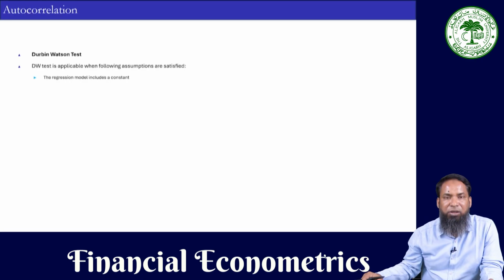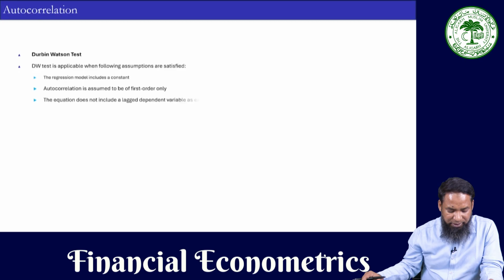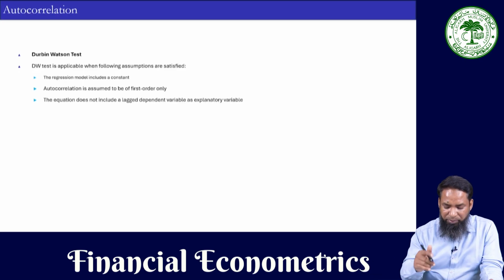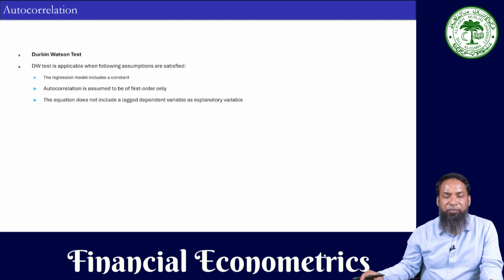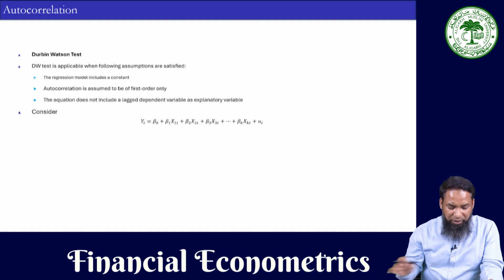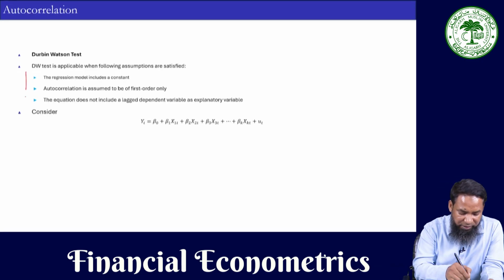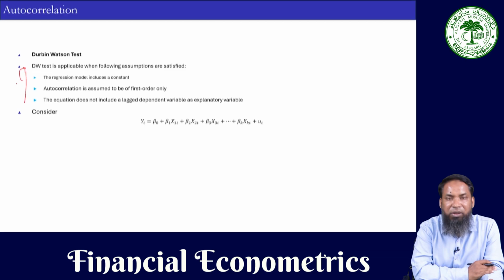First, the regression model includes a constant term. Second, autocorrelation is assumed to be the first order only, not more than that. Third, the equation does not include the lagged dependent variable as an explanatory variable. If these assumptions are satisfied, then only can we use the Durbin-Watson test.